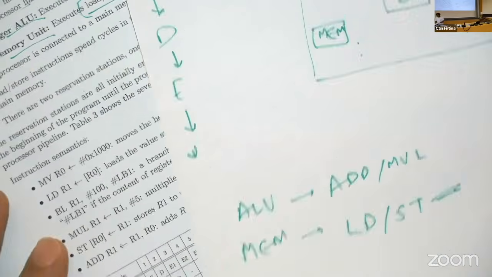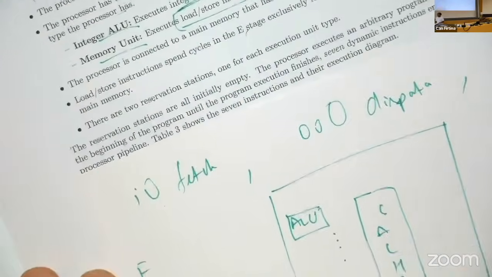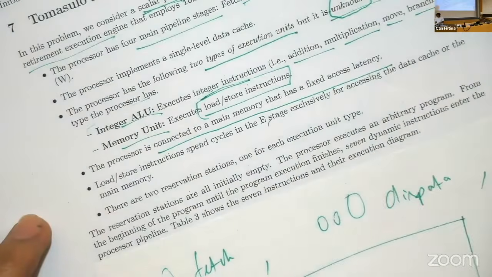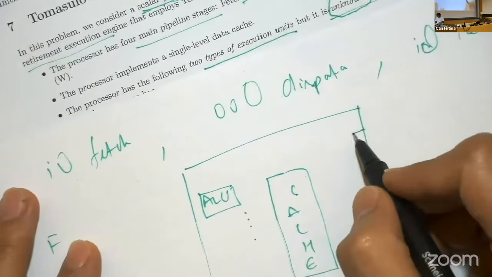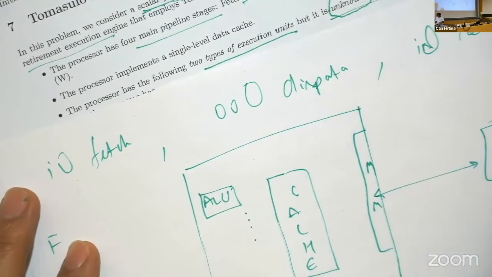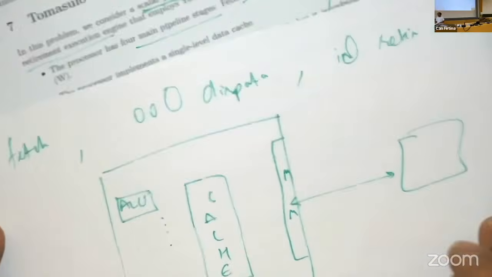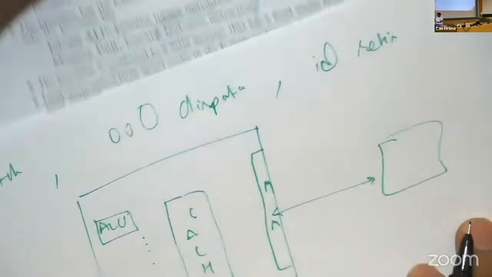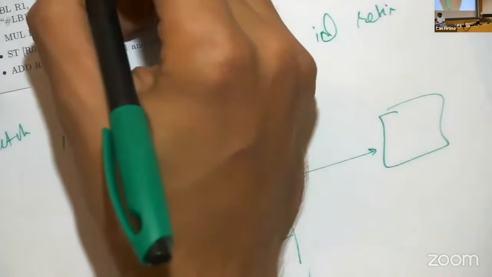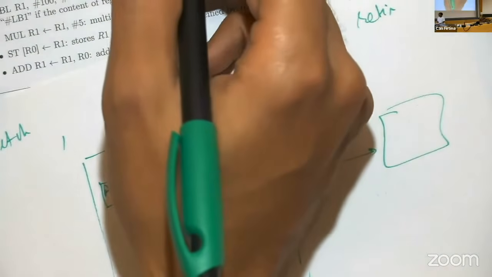Okay? Right. Up next, we see the question says the processor is connected to a main memory that has a fixed access. All right, so let's say that this is the main memory, and all right, we got the main memory down here. Next, the question says, load store instructions spend cycles in the E stage exclusively for accessing the data cache and the main memory.